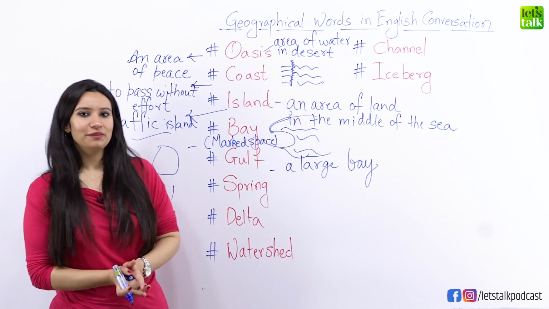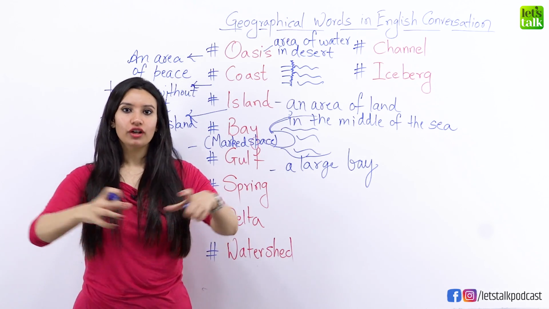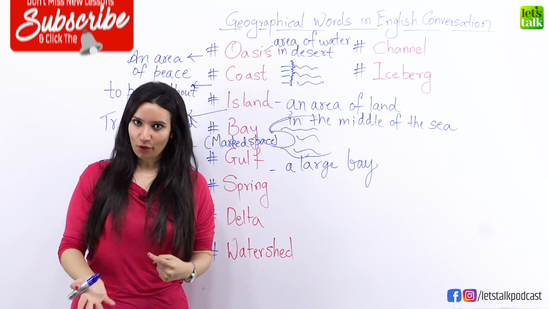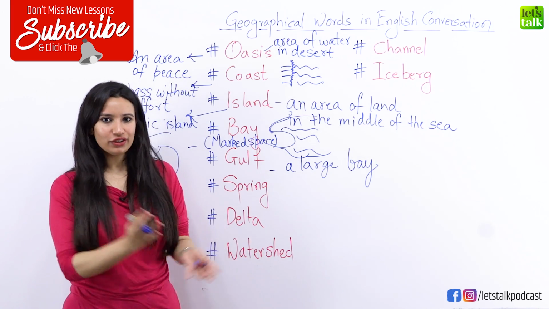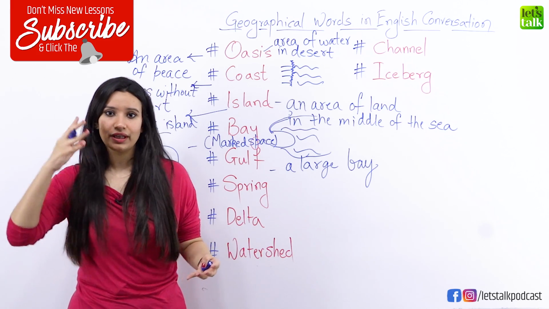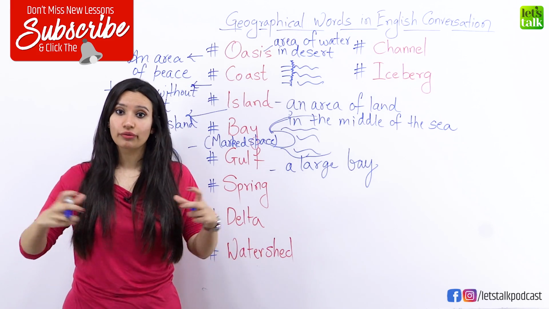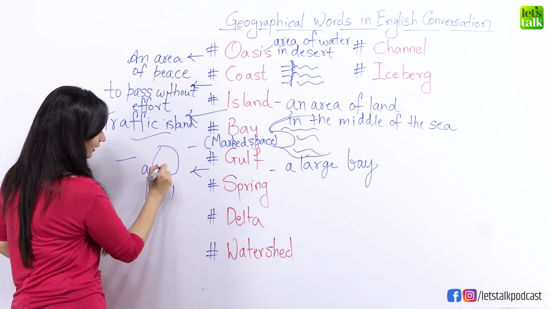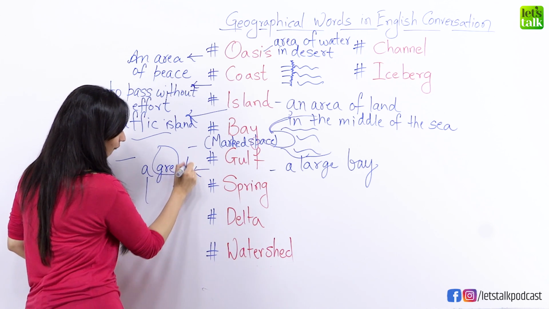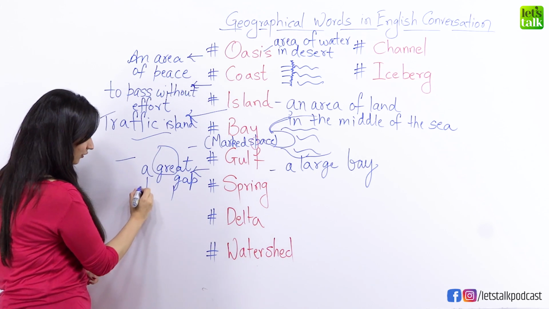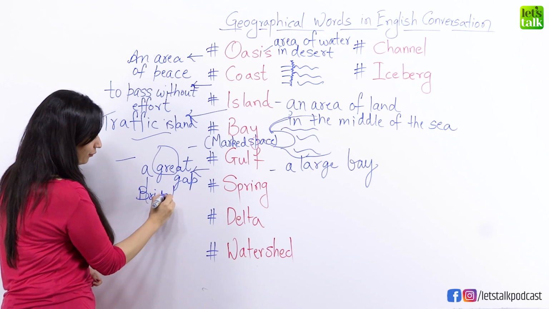But we can use gulf in English to talk about a large distance or a large gap between opinions and thoughts. So you could say that the rich and the poor people in the society have a great gulf in their ideas, which means a great gap. All right, so gulf means a big gap or a great gap. We also have an idiom related to it, which is bridge the gulf.